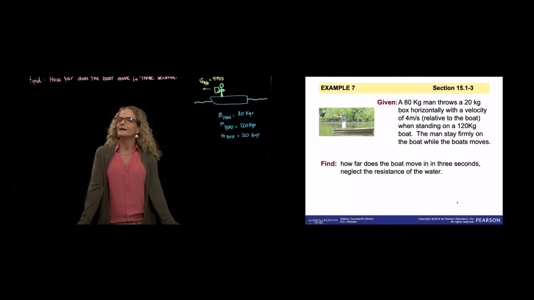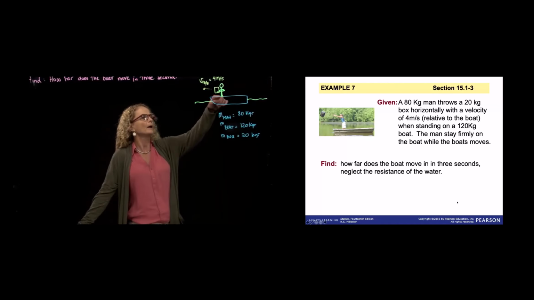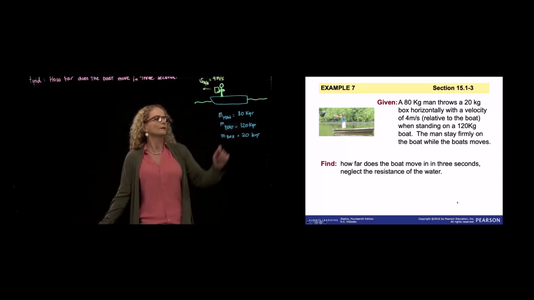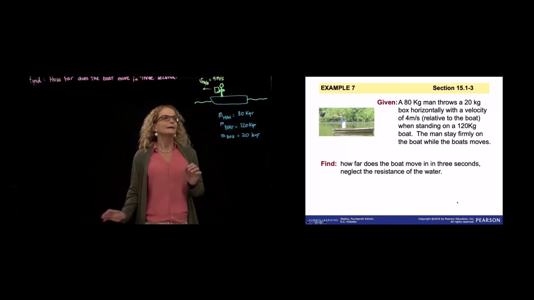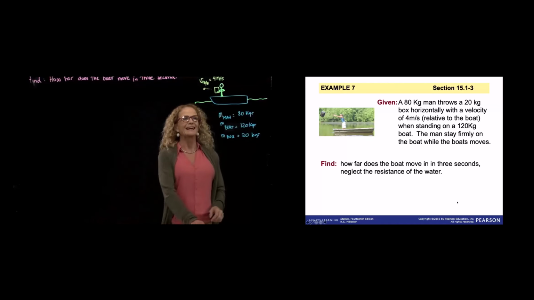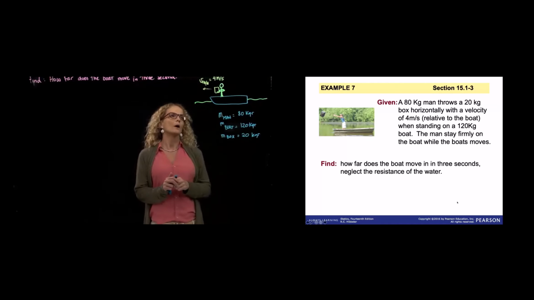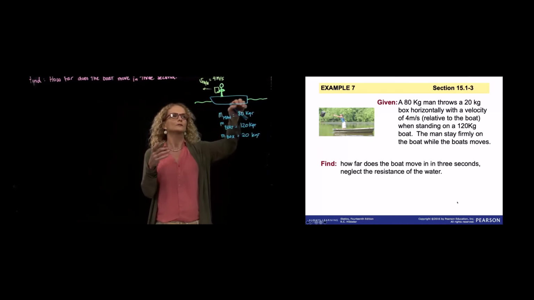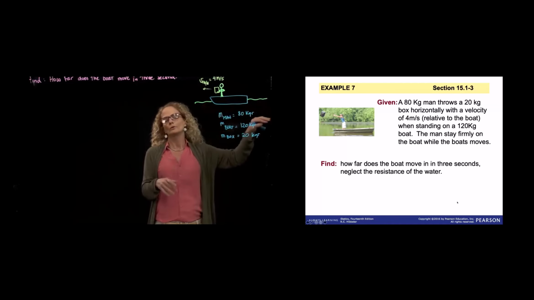Hi, we are in chapter 15, which is impulse and momentum. In this problem, we have an 80 pound man in a boat. The boat has a mass of 120 kilograms, and he will throw a box. We are neglecting the resistance of the water, so whenever he throws the box, since there is no force that stops it, the boat will go backwards.